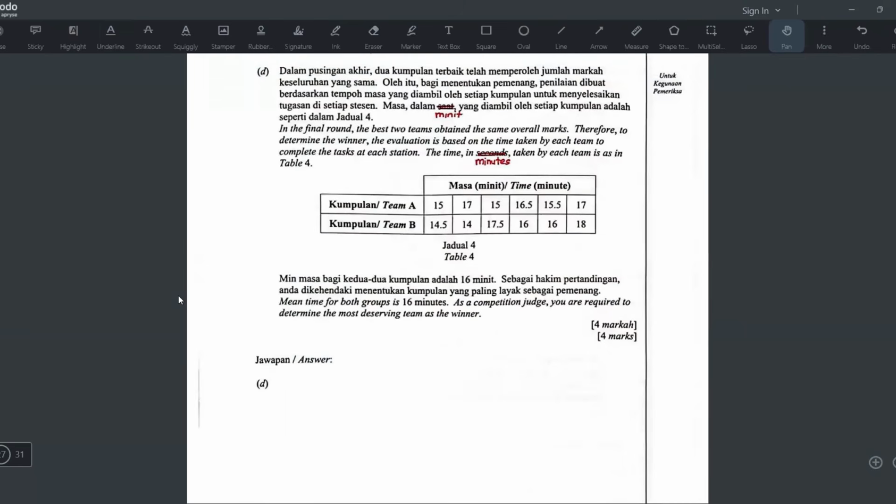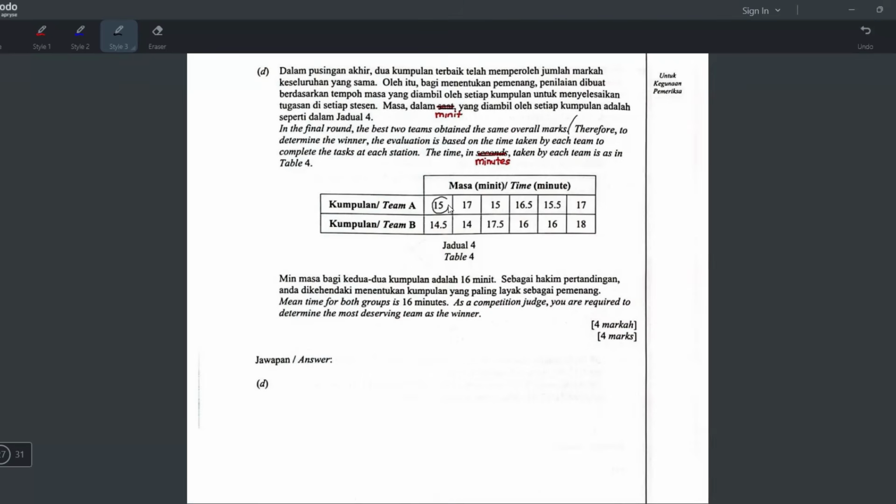Okay, question D. In the final round, the best 2 teams obtain the same overall marks. Therefore, to determine the winner, the evaluation is based on the time taken by each team to complete the task at each station. The time in minutes taken by each team is as in Table 4. Why are there so many times taken here? It's because there's more than one station.